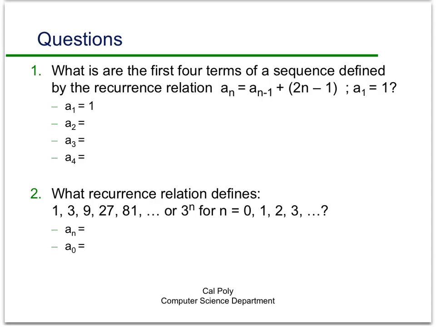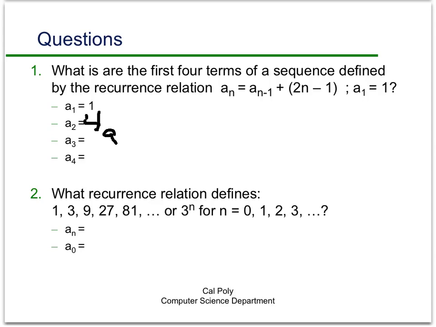So let's look at this first one now. We know that a1 is equal to 1, so to get a2, that's going to be 1 plus 2 times 2, n is equal to 2, minus 1, so that's 3. So 1 plus 3 is equal to 4. To get a3, that's going to be 4 plus 6 minus 1, which is 5, so that's equal to 9.